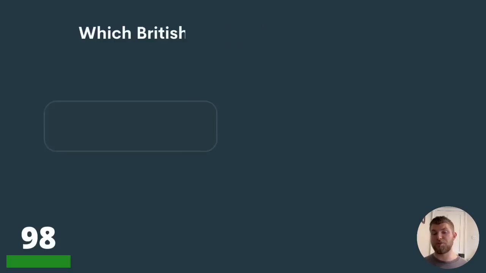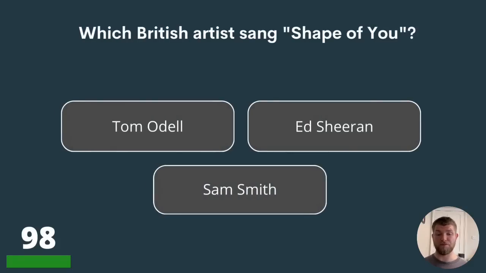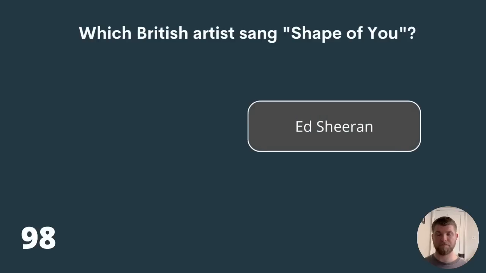98. Which British artist sang Shape of You? Was it Tom Odell, Ed Sheeran, or Sam Smith? Shape of You was a song released by Ed Sheeran.